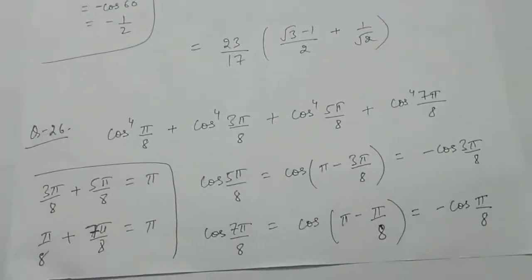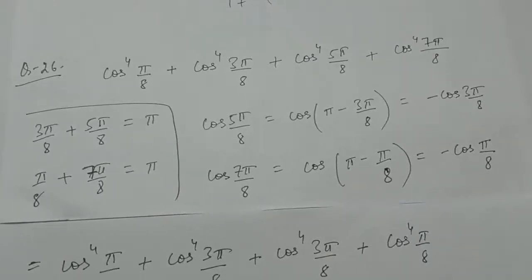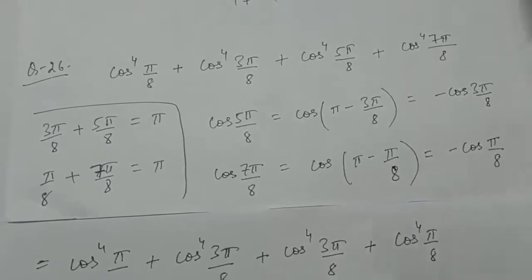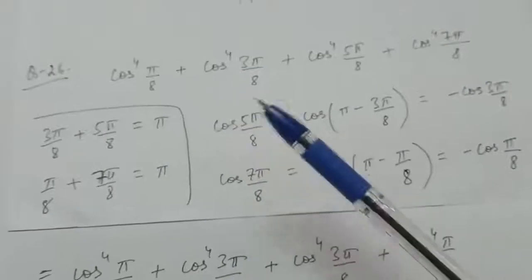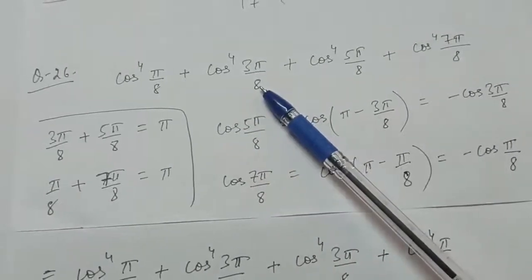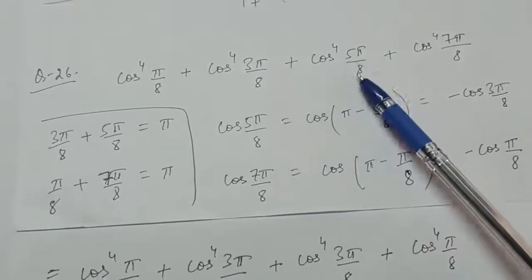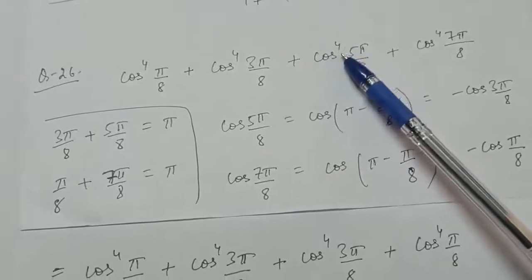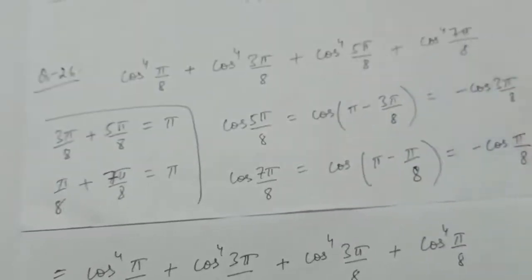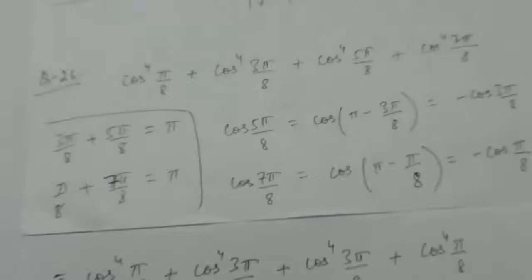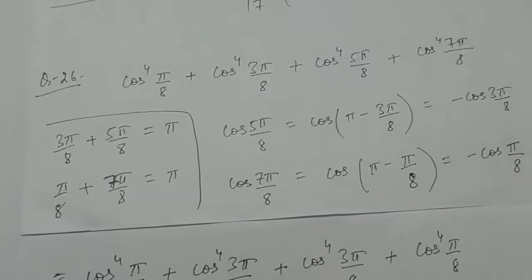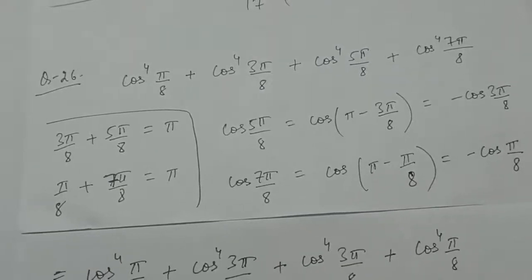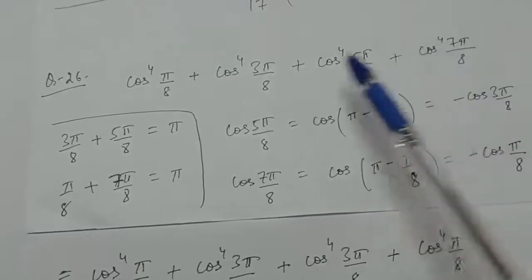Okay. Now question number 26 is, we have to find the value of the expression cos pi by 8 raised to the power 4 plus cos 3 pi by 8 raised to the power 4 plus cos 5 pi by 8 raised to the power 4 plus cos 7 pi by 8 raised to the power 4. Now see the angles given. First of all, see if there is any relation between these four angles given in the question.